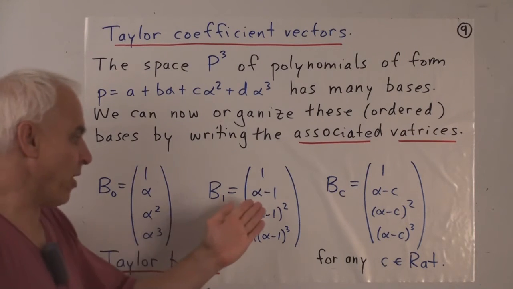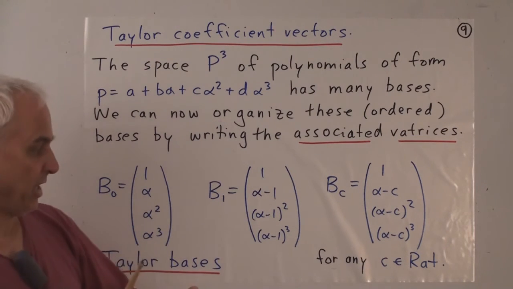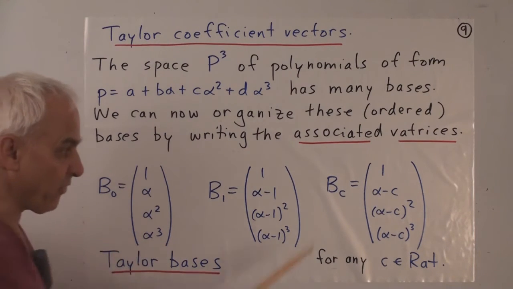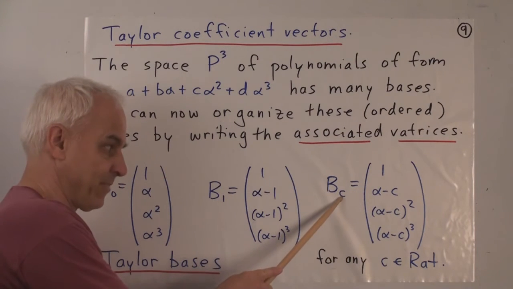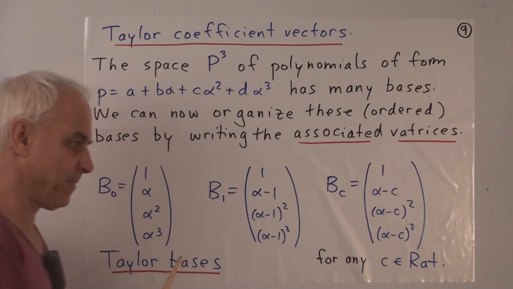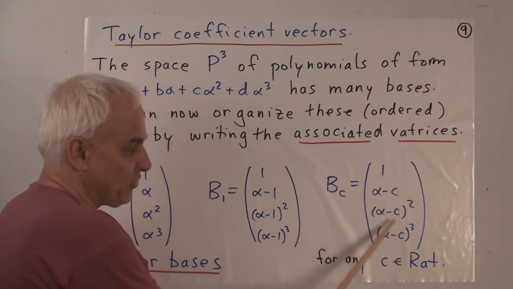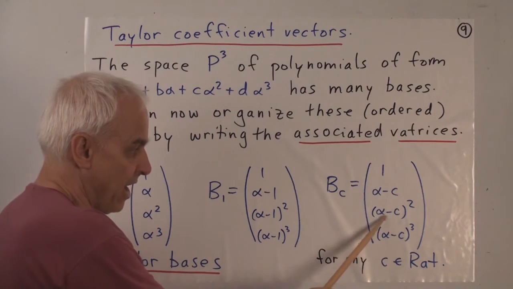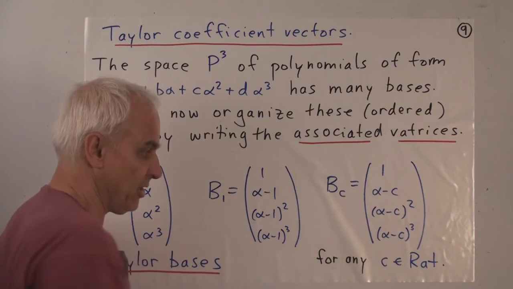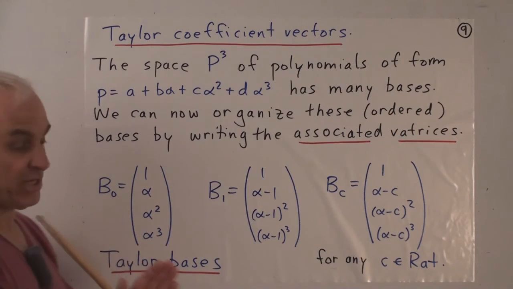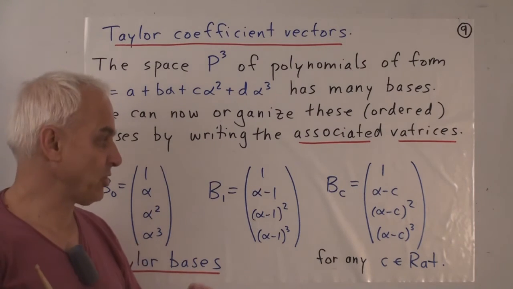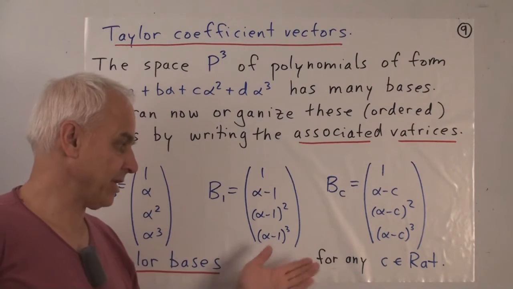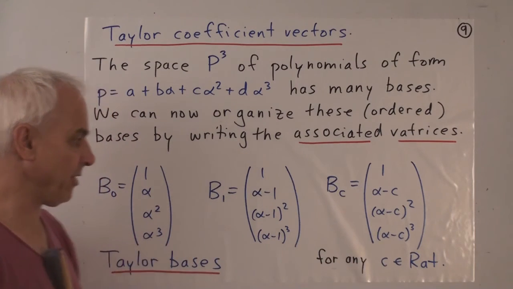And we can do this not just for the point 1, we can also do it for the point 2, or the point 3, or the point minus 5, or the point 27 over 5. So we can do it for a general rational number c. And so let's introduce B sub c. This is the matrix formed by the basis 1, alpha minus c, alpha minus c squared, and alpha minus c cubed. This is the Taylor basis associated to the point c on the line. And for us, the line is always the rational numbers, so that's what we're dealing with here.